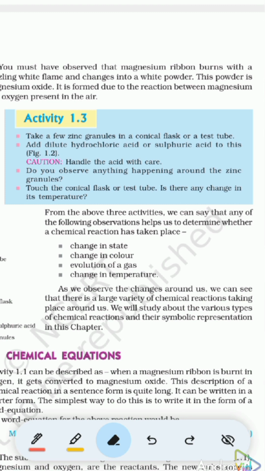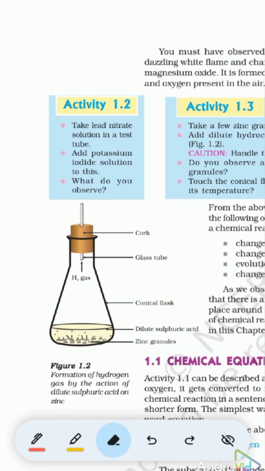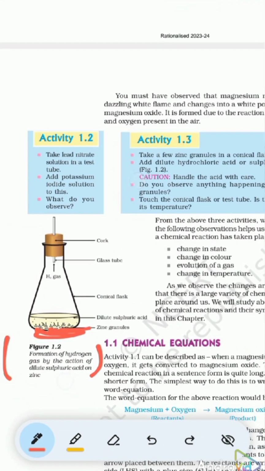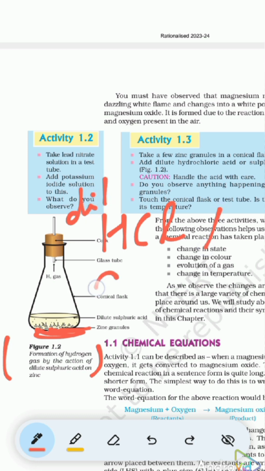In activity 1.3, they have mentioned to take a few zinc granules in a conical flask or a test tube. Add dilute hydrochloric acid or sulfuric acid to this. As you see in this figure 1.2, we are taking first zinc granules, which is at the bottom of this conical flask, and we are adding dilute HCl, that is hydrochloric acid, or we can add dilute H2SO4, that is dilute sulfuric acid, any one of the acids.